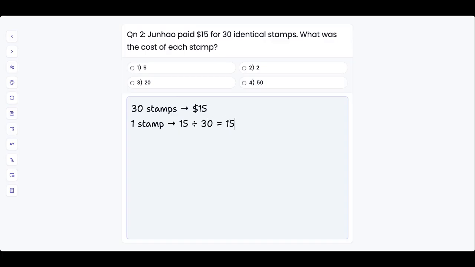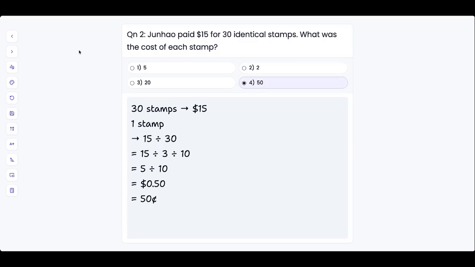It's basically 15 divided by 30. So it's the same as 15 divided by 3 divided by 10. So 15 divided by 3 will become 5. And then we divide it by 10, this will become 0.50, which is 50 cents. So the answer to this question is 50 cents. All right, let's move on to the next question.